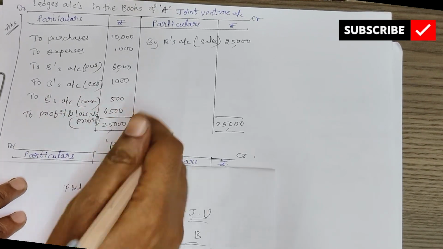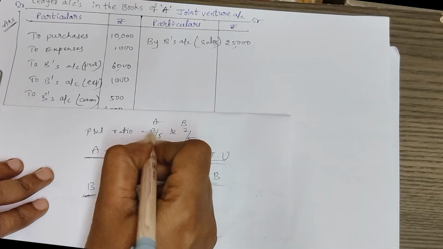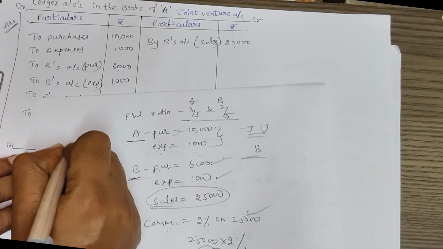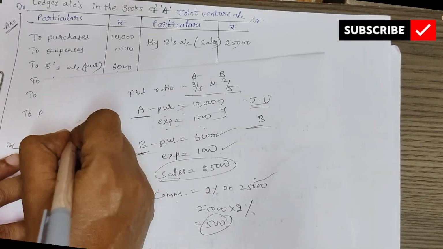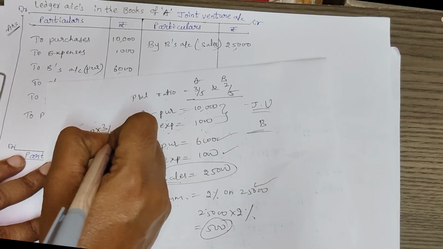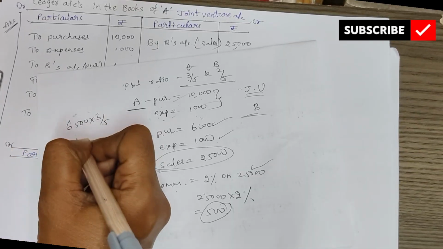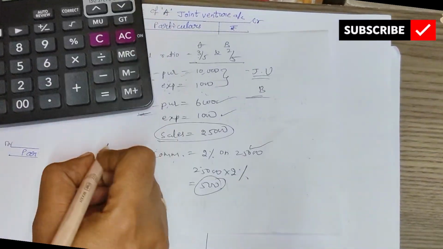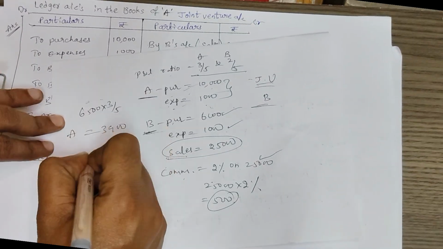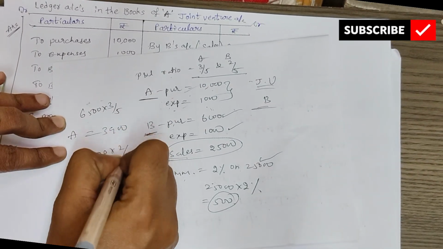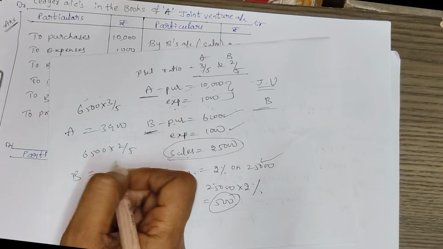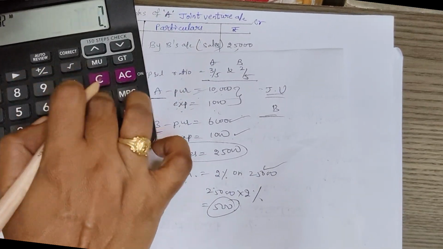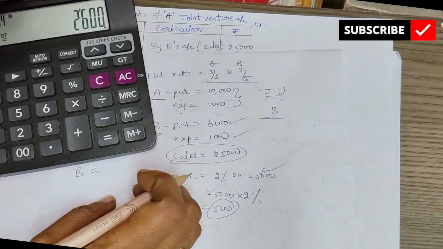So how to distribute this profit? Here we have ratio. A's ratio 3/5, B's ratio 2/5. See here, how much profit is there? 6,500. 6,500 into 3/5, so this is A's profit: 3,900. Okay. 6,500 into 2/5, that is B's profit: 2,600.